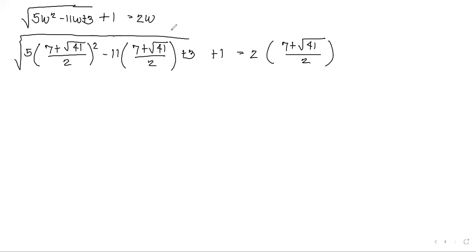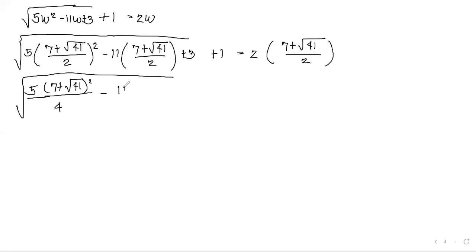Simplify. How to do that? Ganito. Square root of, ang ginagawa ko diyan is ganito muna. 5. Tapos yung sa baba, nini-distribute ko na. Kasi ganito yan. 7 plus square root of 41. Naka-square yan. Kasi di ba pwede naman nating i-distribute to dito. 7 plus square root of 41 square over 2 squared. The 2 squared is 4. And minus 11 times the square root of 7 plus square root of 41 rather over 2.